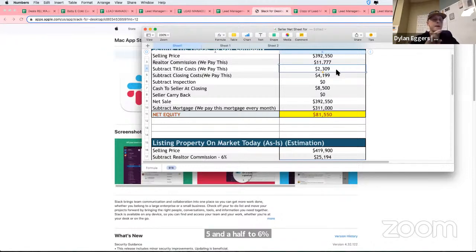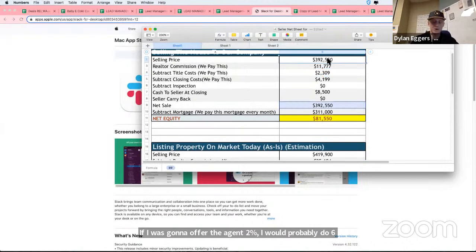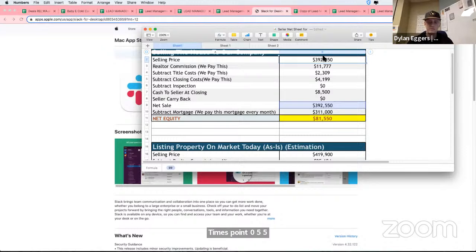If I was going to offer the agent 2%, I would probably do 6 to 6.5. So let's just offer her 5.5%. That calculation is 392,550, our selling price, times 0.055. That's 5.5%. Okay, so my down payment cash to seller at closing is going to be $21,590. And whatever's left out of this 81,000 is my seller carryback.